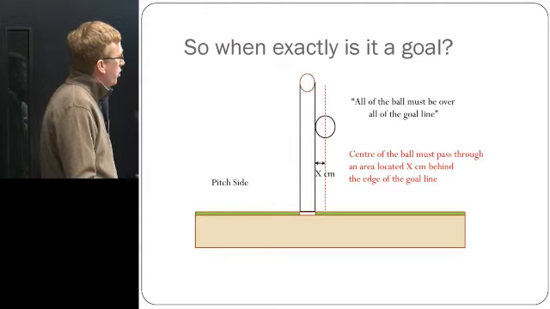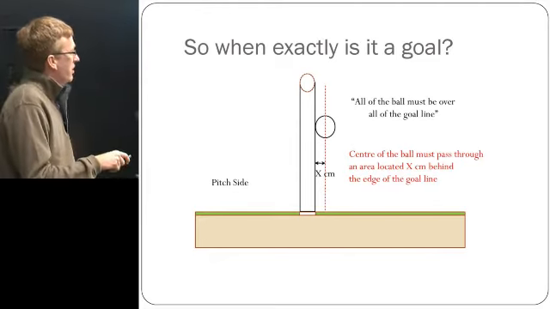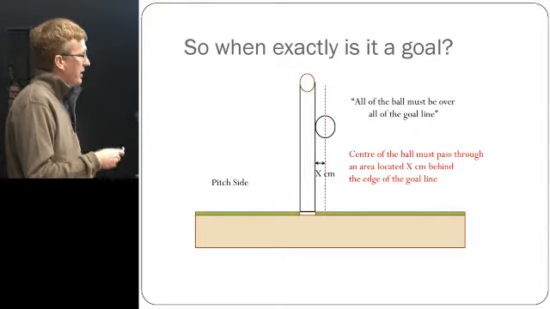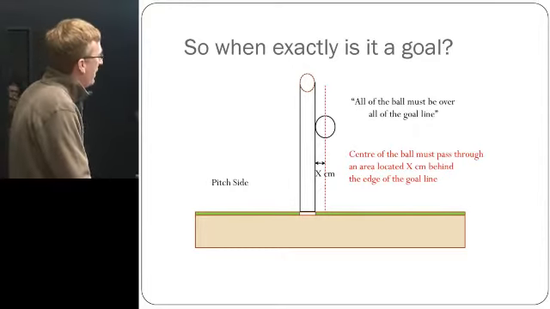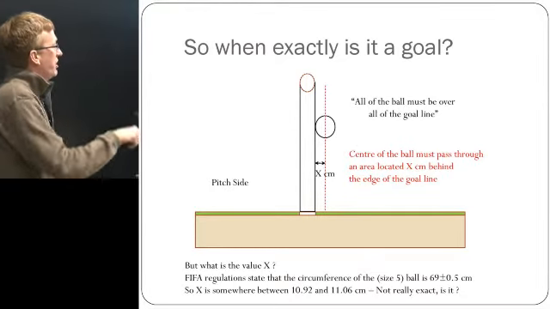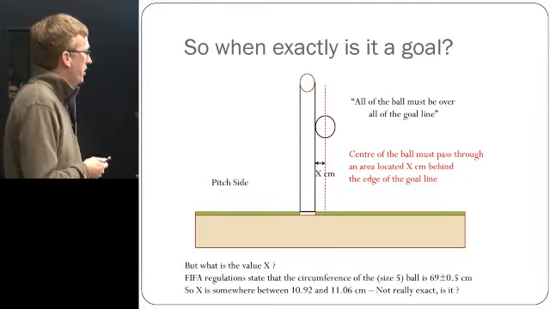Okay, that's when it actually just is a goal. So, putting it in somewhat pseudo-engineering terms, what it means is that the centre of the ball has to be at least X centimetres behind the goal line. Okay, that's what it actually means. So the first question is, what's X? Okay, so we go to the rule book of FIFA, because X is the radius of the football, and we already see our first little bit of vagueness.